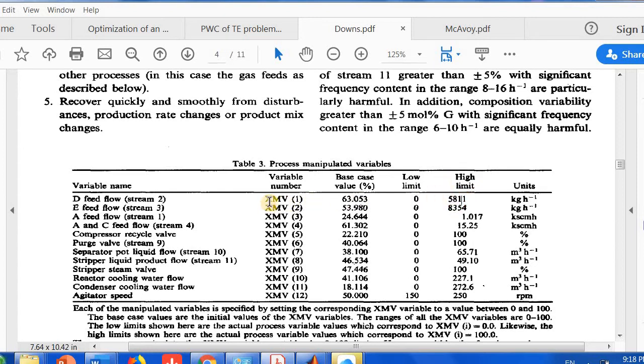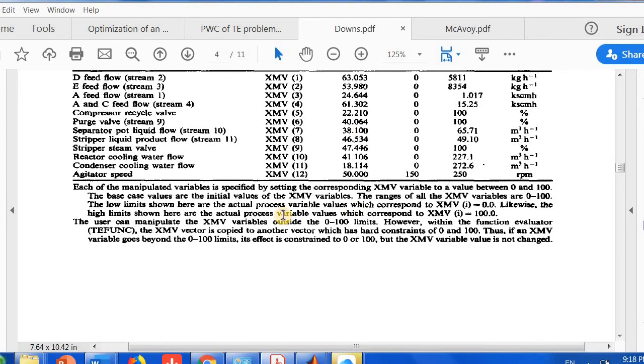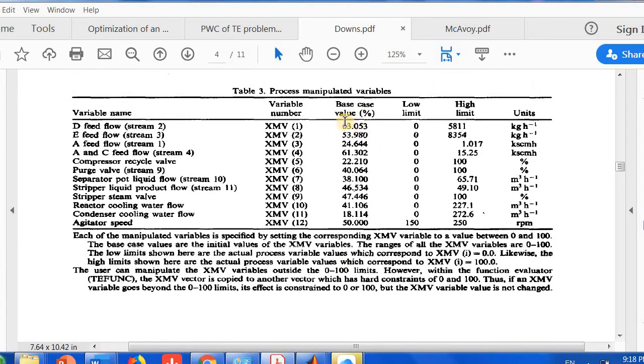Please hear this: you may need to put a saturation on all the valves to say that it is from 0 to 100%. So be careful with that. This is the base case value, 63.053%. Each manipulated variable is set by setting the corresponding xmv variable to a value between 0 and 100.